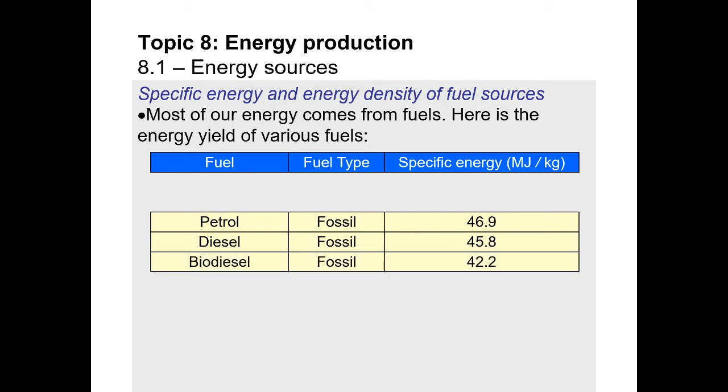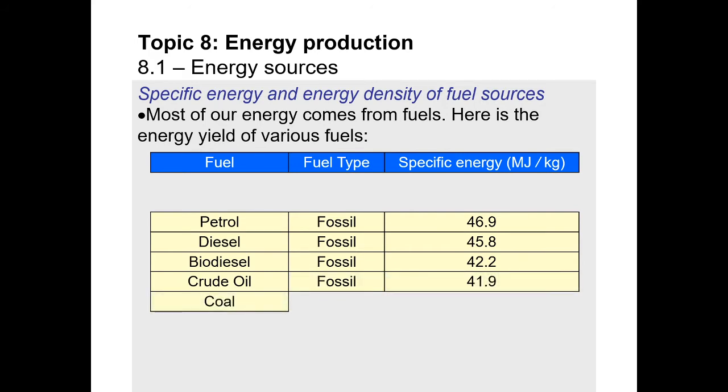Biodiesel. Biodiesel is just a more eco-friendly version of diesel. There's less sulfur in it, so less harmful to the environment. We have crude oil coming in at 41.9 megajoules per kilogram. There's coal. Coal is really inefficient. There's a lot of coal, but it doesn't output much energy. From each kilogram, we only have 32.5 megajoules of energy coming out.